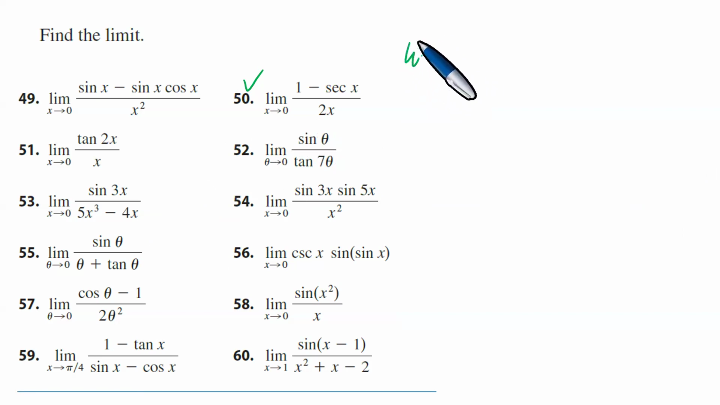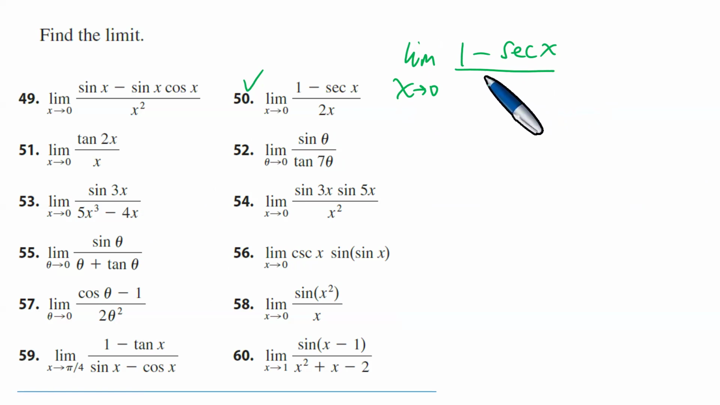So we have the limit as x approaches 0 of 1 minus secant of x divided by 2x. Right, so now as x approaches 0.